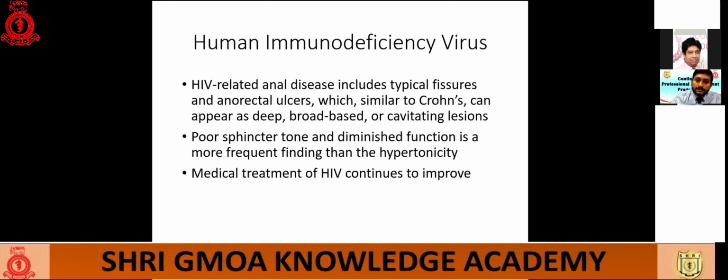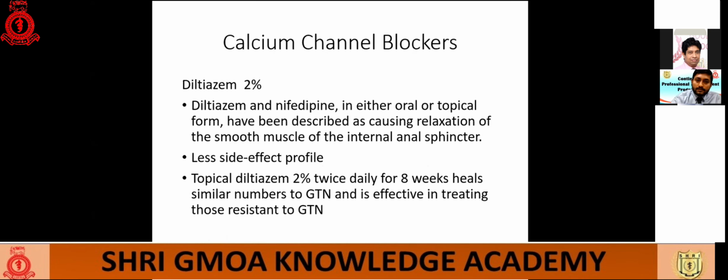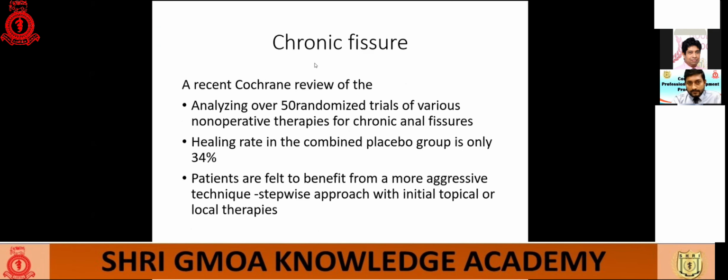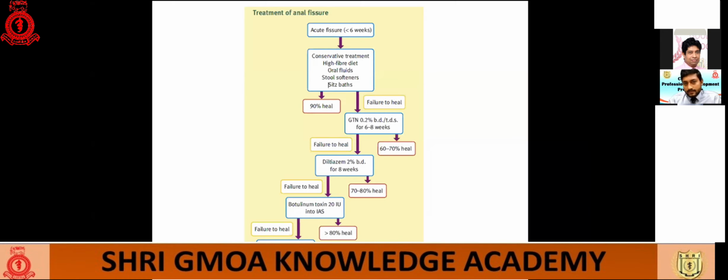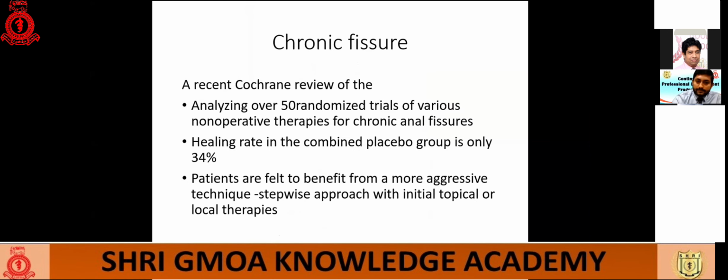As a summary for fissures, I can give you a treatment guideline. If there's a fissure of more than 6 weeks duration, we can give a high fiber diet, stool softeners and sitz baths. 90% of fissures heal. But failing that, we can try 0.2% GTN twice or thrice a day for 6 to 8 weeks. If it fails, then we can try diltiazem. And after failure of this medical therapy, we have to consider either Botox injection or surgery, lateral internal sphincterotomy.